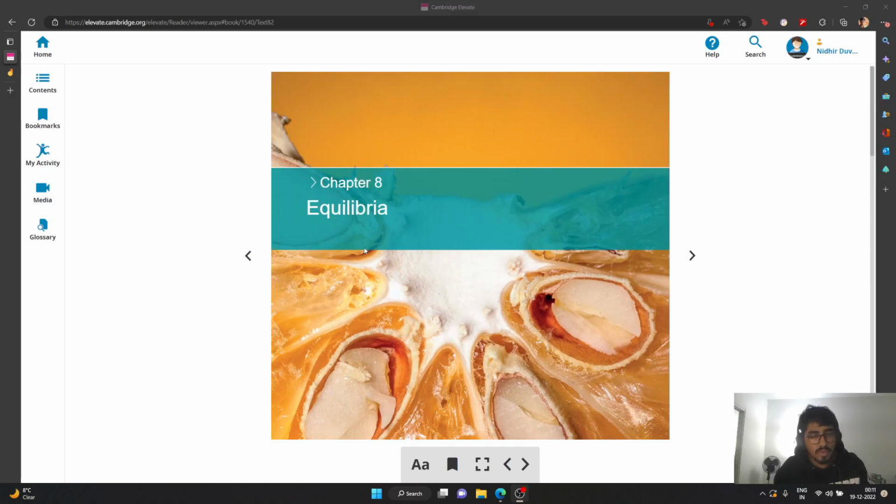Okay, hi Nidir. We'll continue with chemistry now. We have discussed redox reactions in the past, where we discussed both oxidation and reduction happening at the same time. Now we're going to change gears a little bit. We're going to cover equilibria, or equilibrium. It's an interesting chapter. It's a very different kind of chapter in chemistry, but it's very important to chemistry.